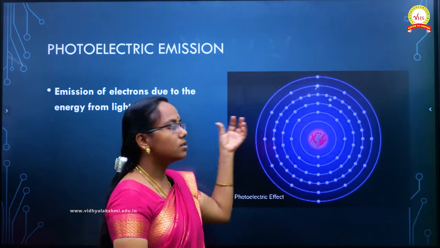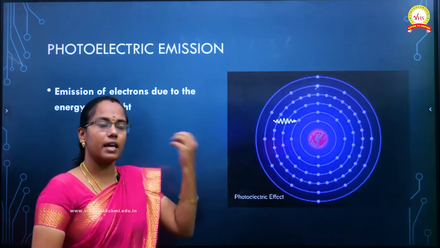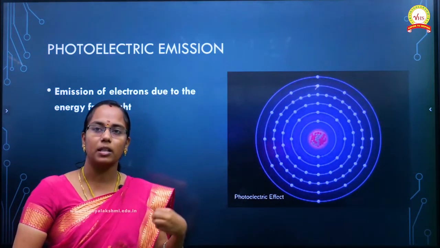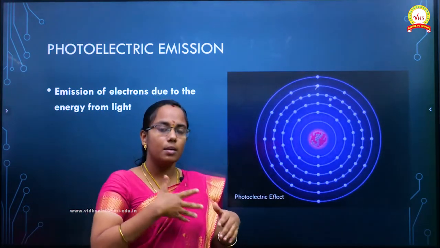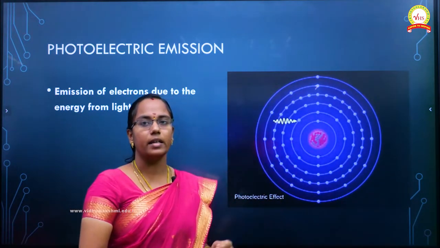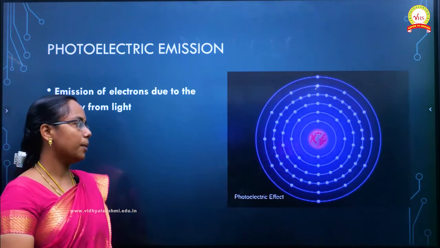And there, the photon which possesses energy gives its energy to the electron. So the electron uses the energy from the photon to overcome the work function, and the remaining amount of energy is used to move away as kinetic energy. This particular process is known as photoelectric emission.